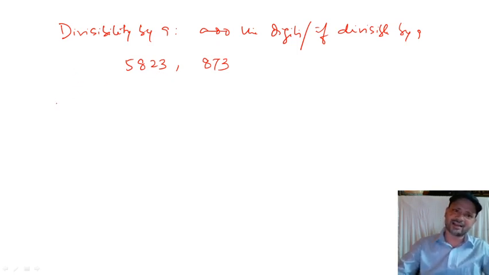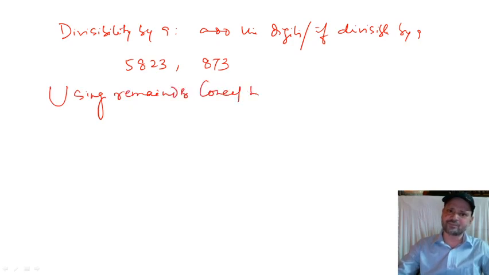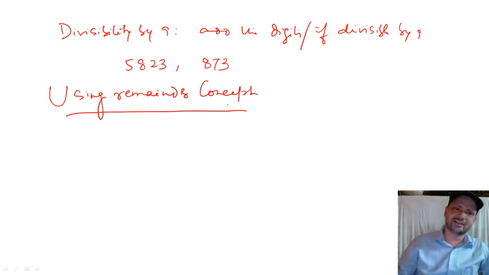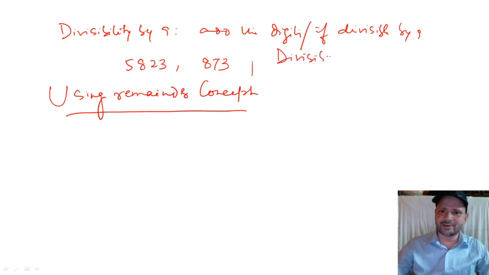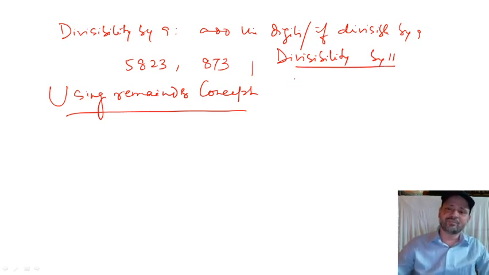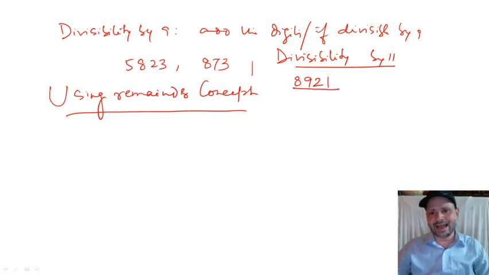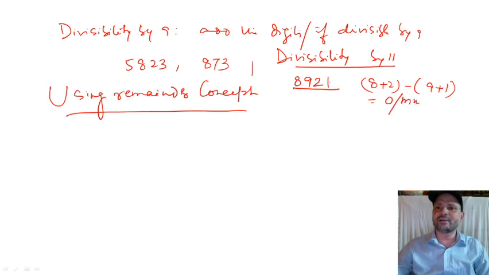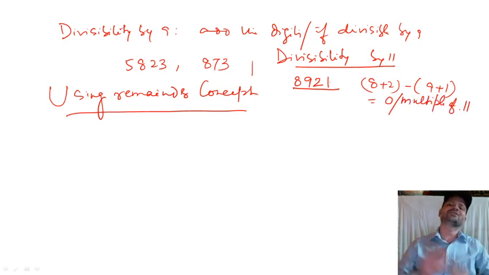Now coming to another concept, using the remainder theorem, using the remainder concept. In that we try to have the generalized concept. Before that, you must have heard about divisibility by 11. In the divisibility of 11, we add the alternate digits and then take the difference of them. Suppose we take a number like 8921. We add 8 plus 2 and 9 plus 1, and then take the difference: 8 plus 2 minus 9 plus 1. If this difference is either 0 or a multiple of 11, then we can say that this number is divisible by 11.